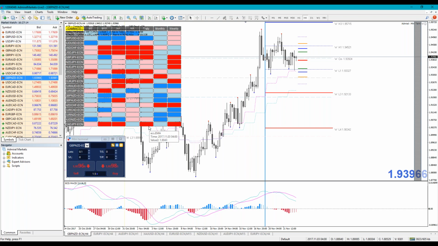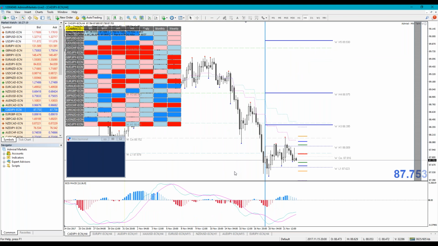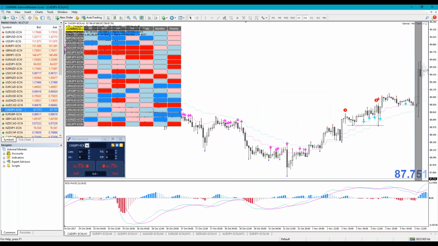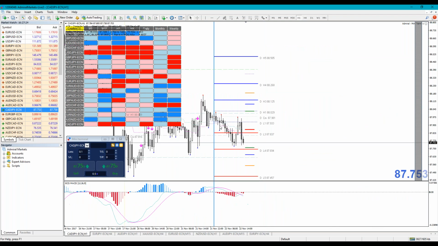Okay, CAD Yen. Definitely CAD Yen is good to trade. You need to wait for a retracement, probably. Let's see. Yeah, it's already going down. So somewhere here, I think, could be a good re-entry.